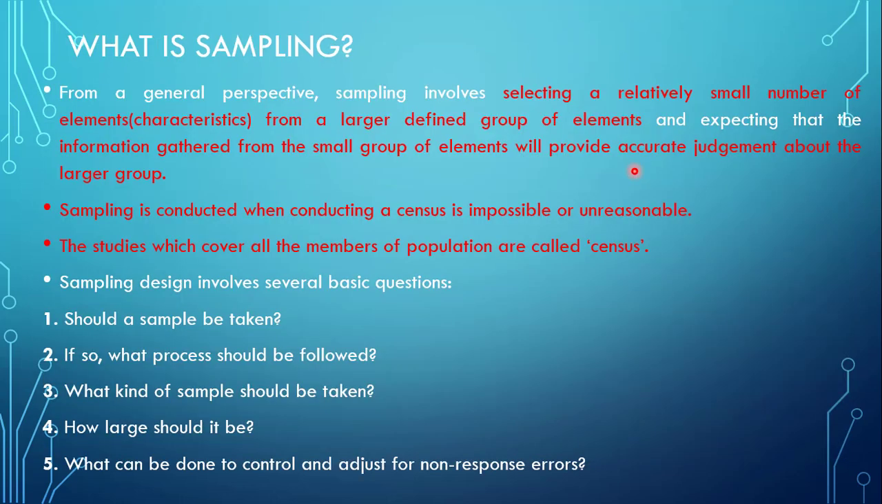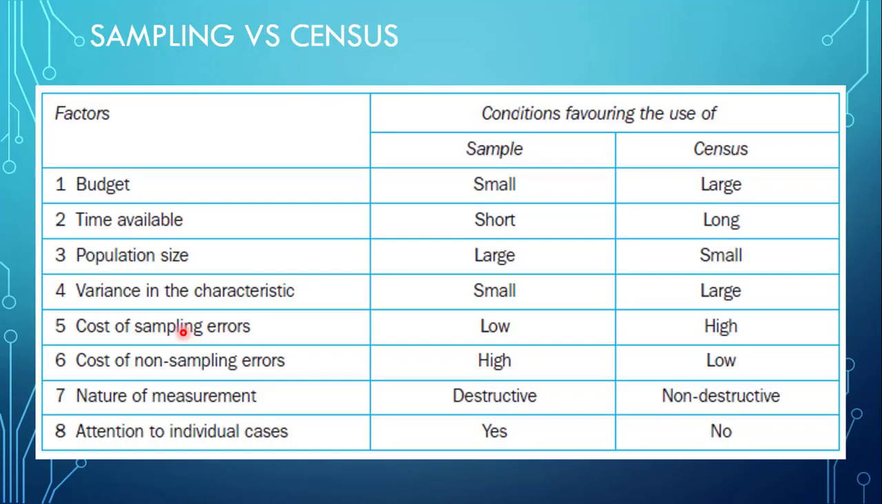Because if you remember, the first question that you need to address is should a sample be taken or not, right? So let's see the difference between sample and census, and we'll see how you are going to select between them. The budget that is required in taking samples and census. When you take samples, when you take representations from the whole population, the budget that will be required is smaller. But if you conduct a census, meaning if you include the whole population in your study, the budget that will be required will be large.